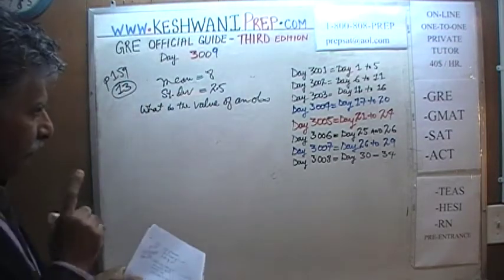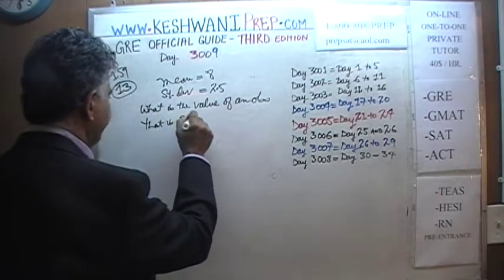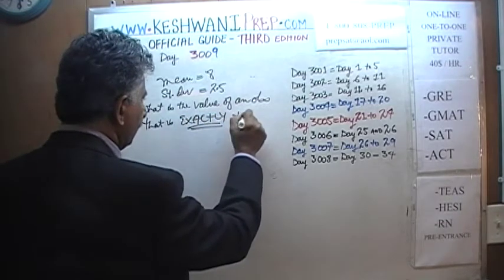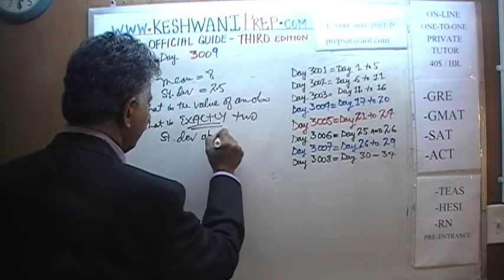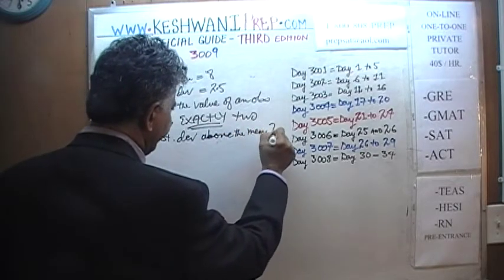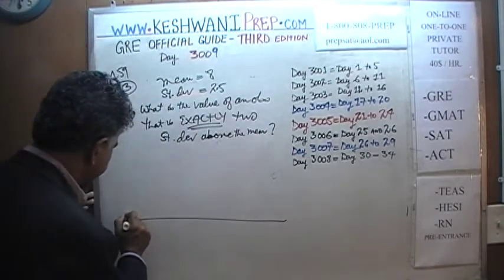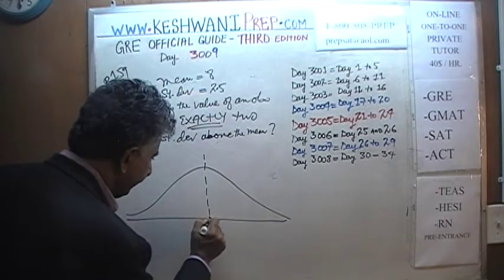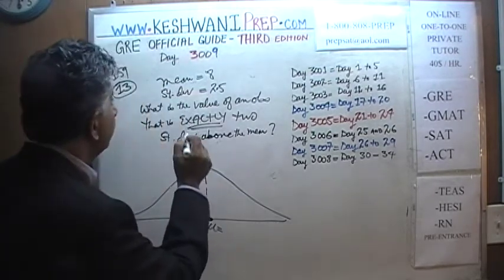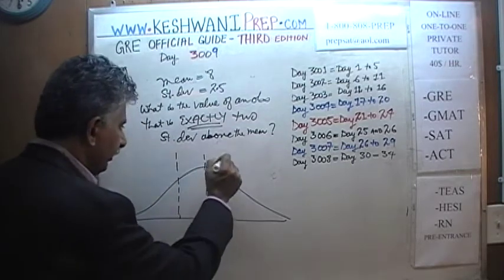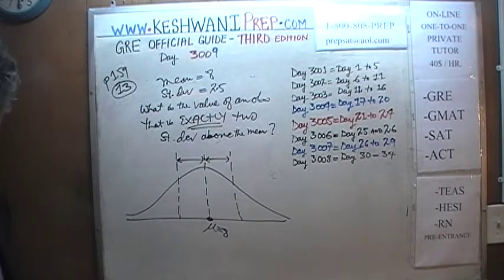I always read as I write, so even if you cannot read my handwriting, you just listen to it. What's the value of an observation that is exactly 2 standard deviations above the mean? 2 standard deviations above the mean. So let's draw our normal distribution and see what's going on. This is our mean right here. This is usually represented with the letter mu. And we are told that the mean is 8. We go one standard deviation this way. We go one standard deviation this way. As we know, we're going to capture... This question doesn't require all of this. I'm digressing right now.